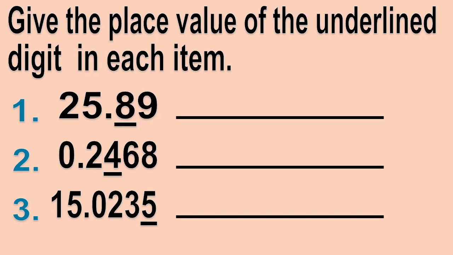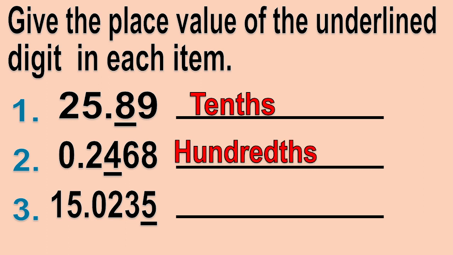Let's answer this. Give the place value of the underlined digit in each item. Number 1, 25 and 89 hundredths. The underlined digit is 8. So the answer is tenths. Number 2, 2,468 10,000ths. The place value of the underlined digit is hundredths.